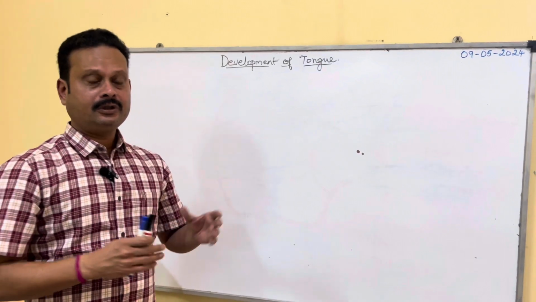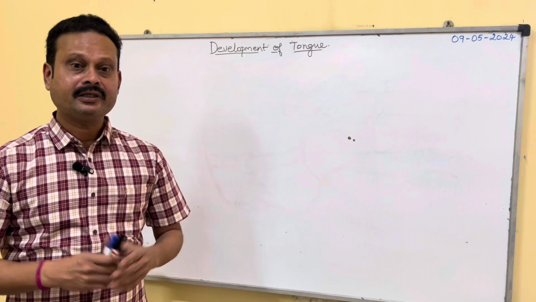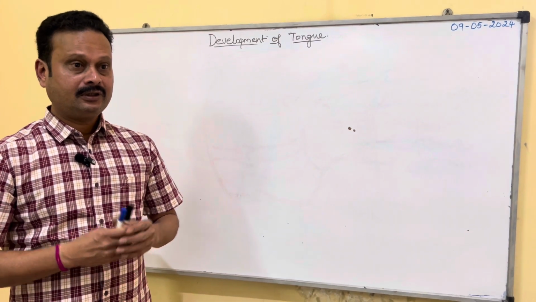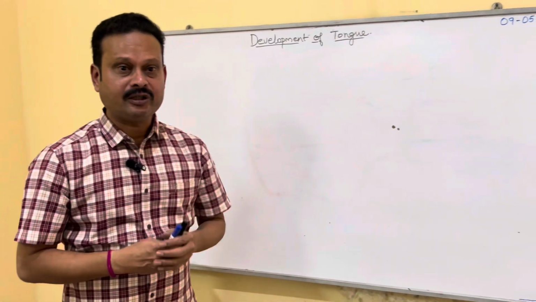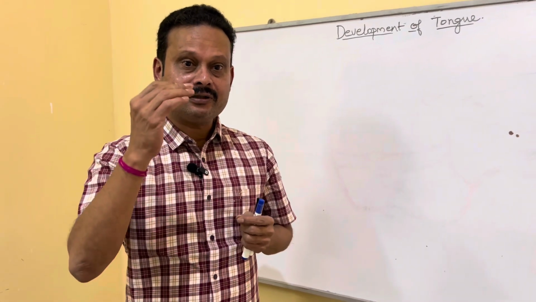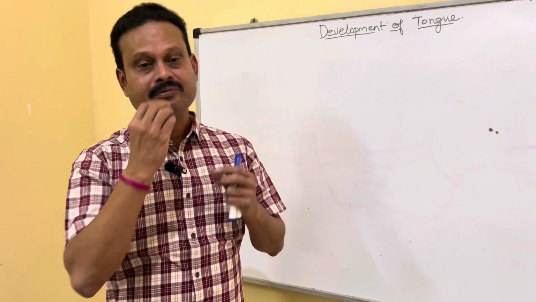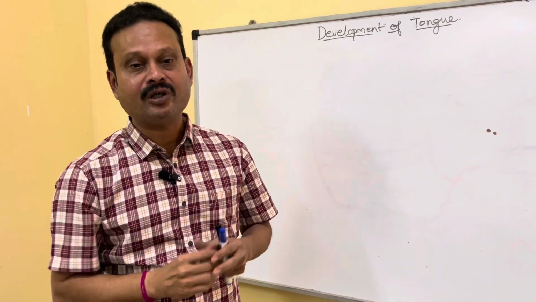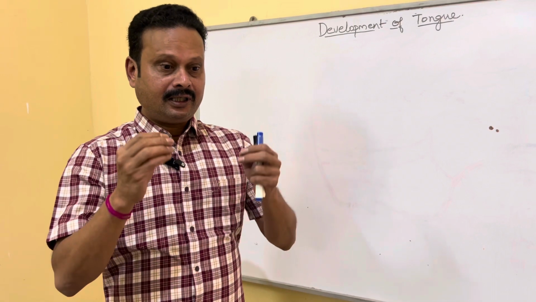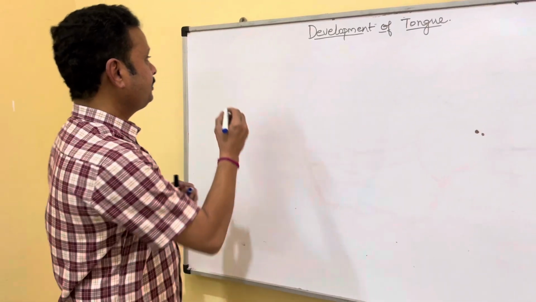Hello. Now we will be dealing with the development of the tongue. From where does this tongue develop? The tongue develops from the ventral aspect or the floor of the pharynx. It develops from the ventral aspect and from the floor of the pharynx. And its development can be studied under three headings.